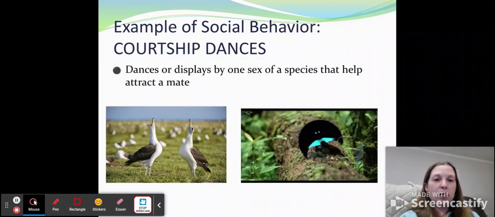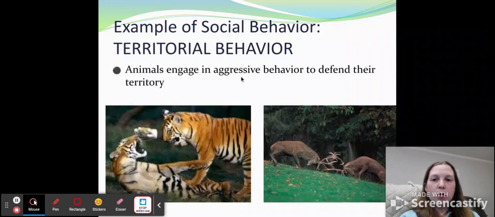Courtship dances is also one, which is a display by one sex of a species to help attract a mate, which you can see a lot with birds. And then territorial behavior is aggressive behavior that will defend territories based on one of those many factors: food, their actual territory, their mate, anything like that.